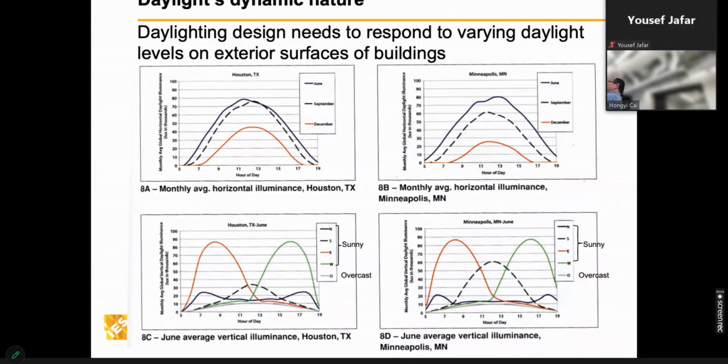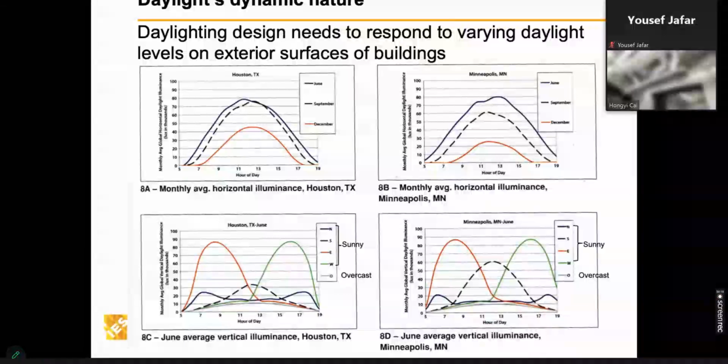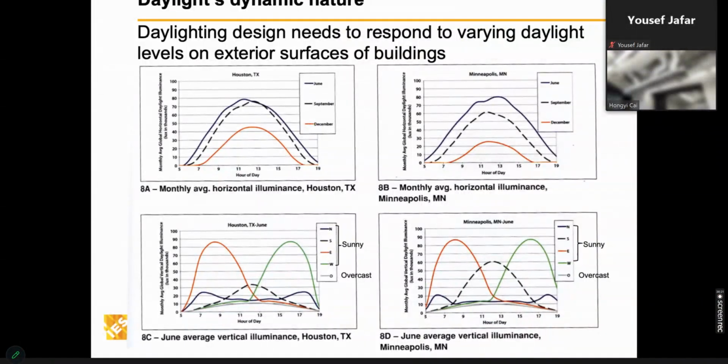Daylighting design needs to respond to varying daylighting levels on exterior surfaces of a building. So I have four data graphics here. One is in Houston, Texas. Another one is in Minneapolis, Minnesota. They are in different climate zones. Make sense? Right. So if you look at this, you will see this is June.